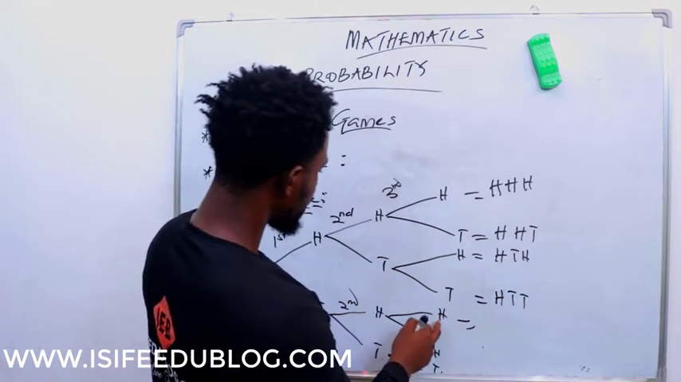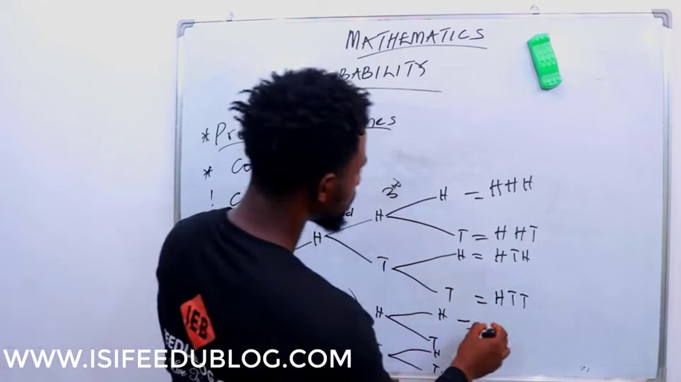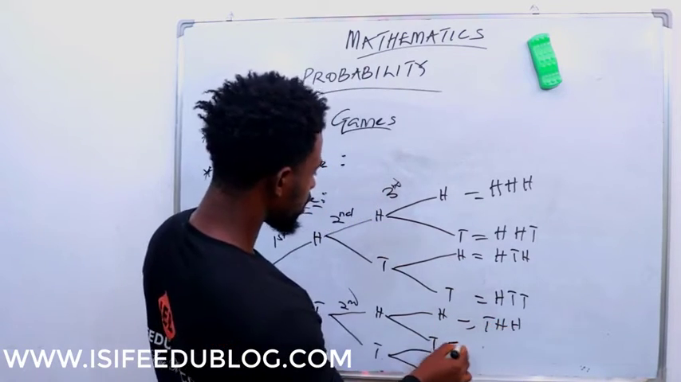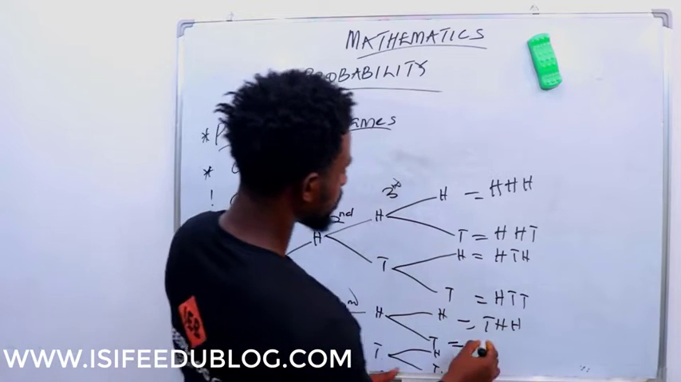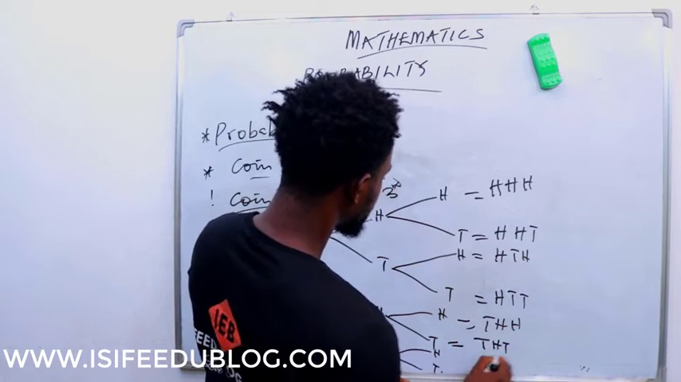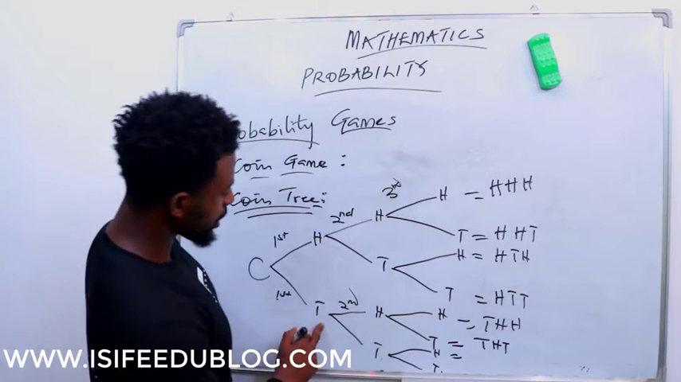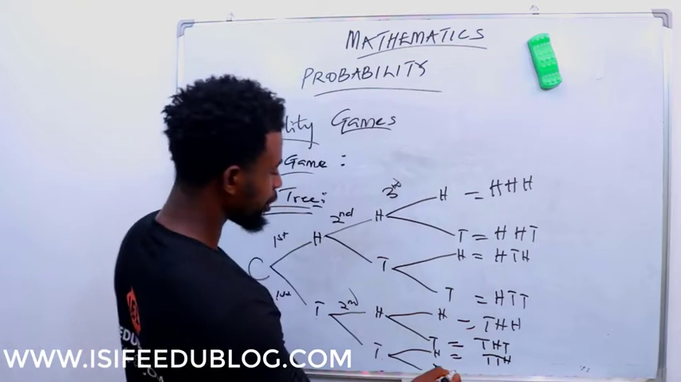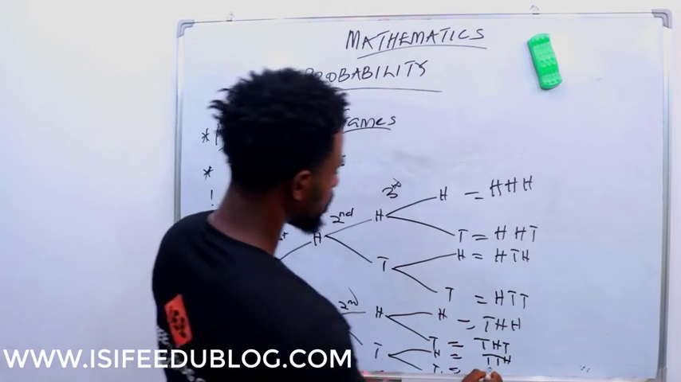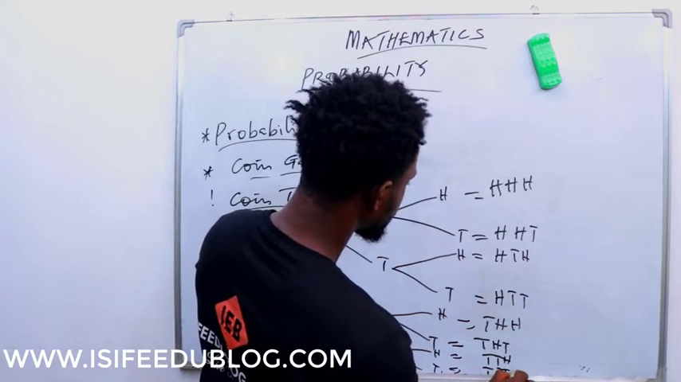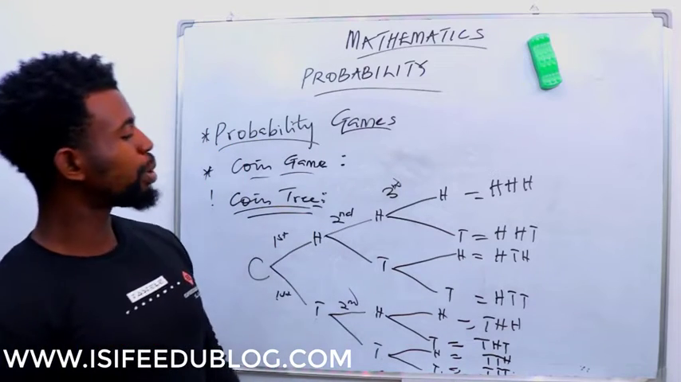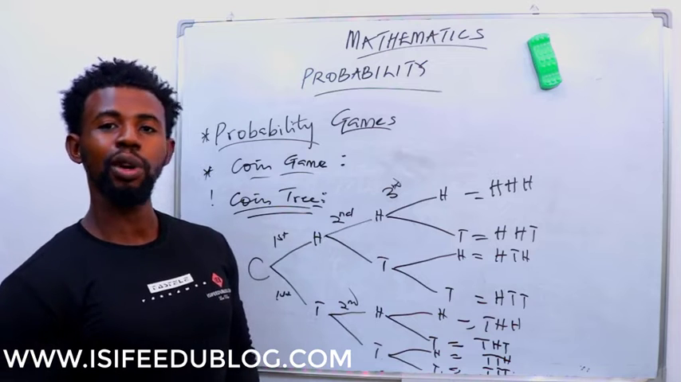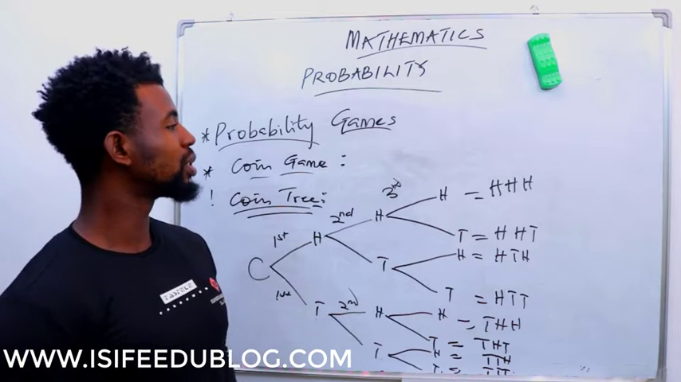Now from here we have tail, head, head. From here we have tail, head, tail. And from here we have tail, tail, head. And from here we have tail, tail, tail. Now these are the possible occurrences when you have a coin tossed 3 times, or when you have 3 coins being tossed simultaneously.